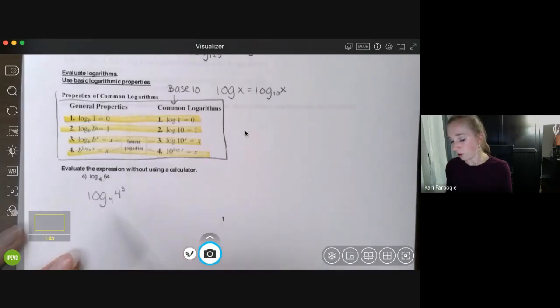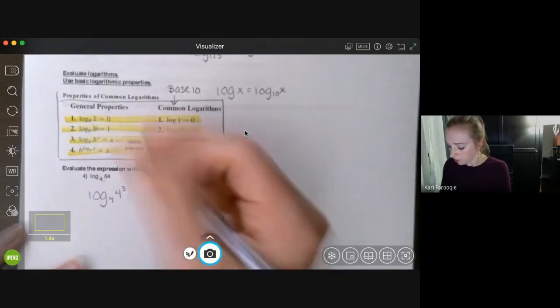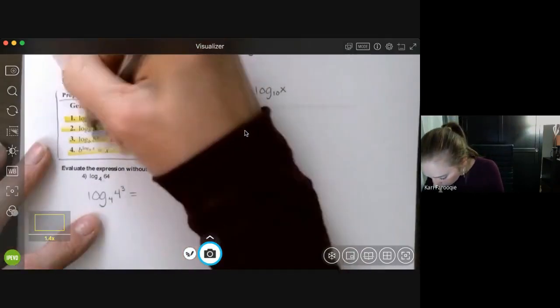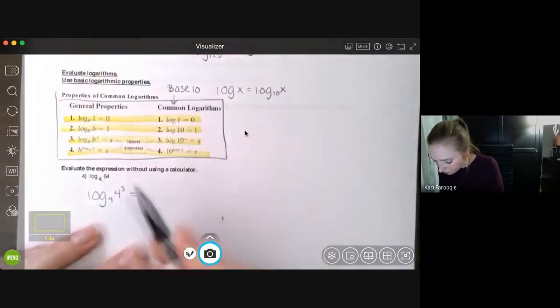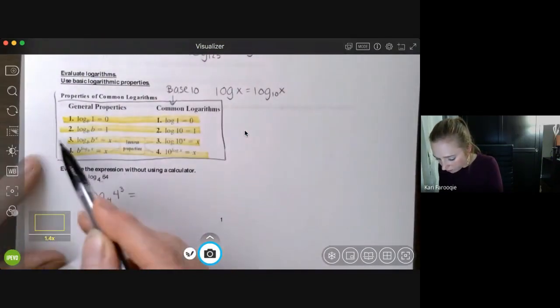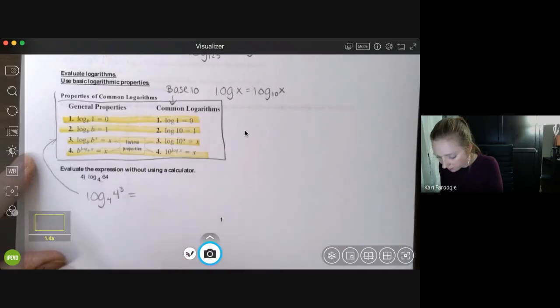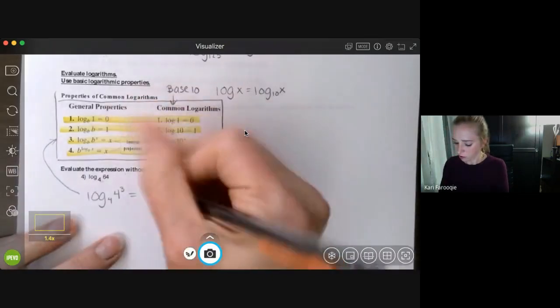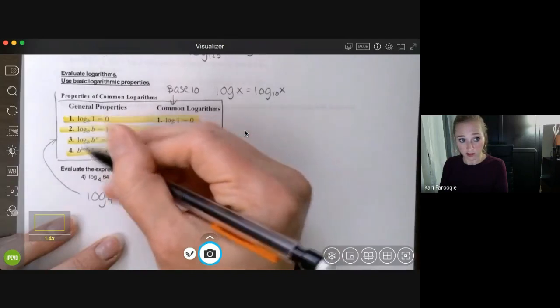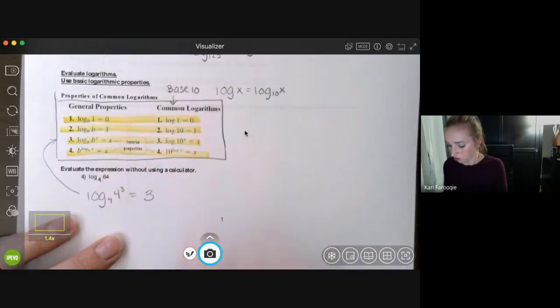So 64, I can rewrite with a common base. And then I can go up here and think about which one of these properties this matches. Well, I have log base b of b to the x, which matches number 3. So as long as my 2 bases match, I can just keep the exponent.